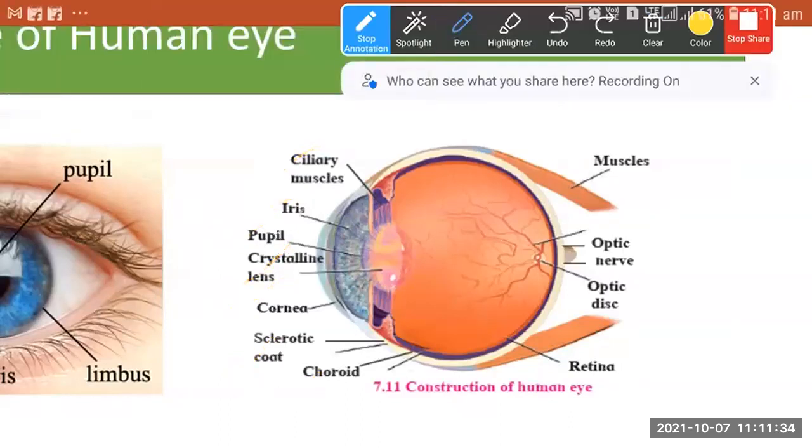Here once again, ciliary muscles, iris, pupil, crystalline lens, cornea.